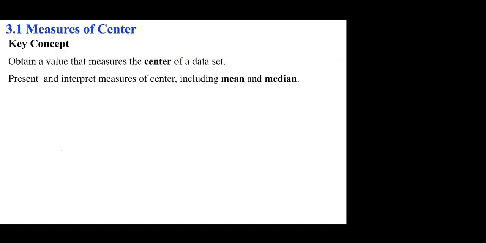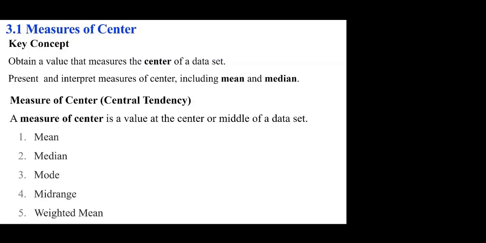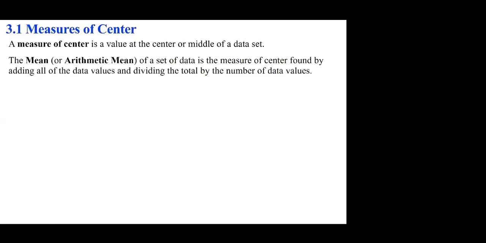Now, here's the new chapter we're going to get started with: measures of center. The concept, first and foremost, is to obtain a value that measures the center of a data set, and to present and interpret measures of center, including the mean and median. This is the summary that we're going to look at. The idea of measures of central tendency refers normally to finding the mean, median, mode, mid-range, and weighted mean. A measure of center, in general, refers to a value at the center or middle of a data set.